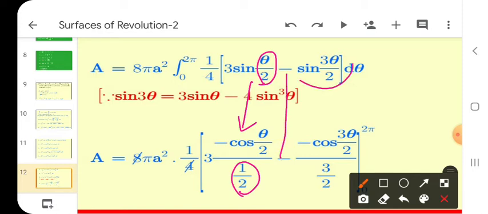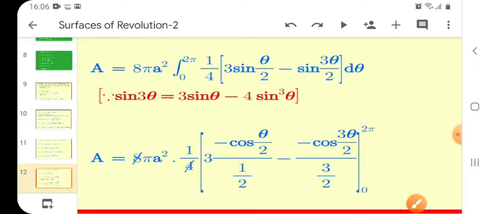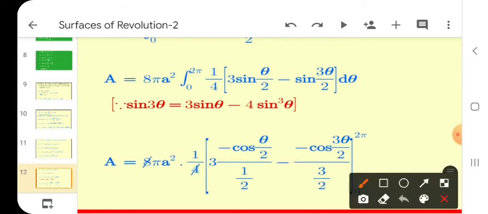What is the integration of sin 3 theta by 2? Minus cos 3 theta by 2, and the constant is 3 by 2 in the denominator. Okay. Is it clear or not?